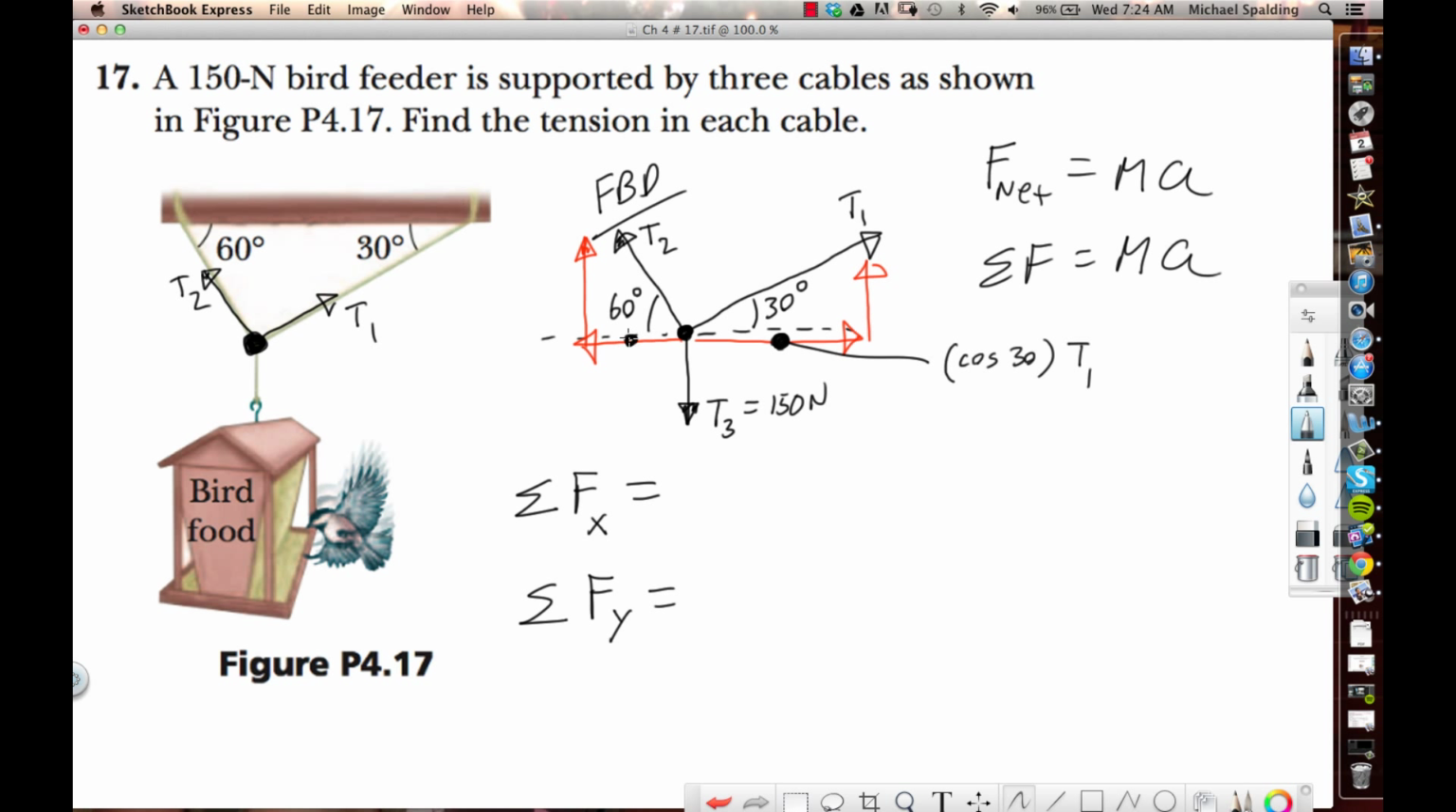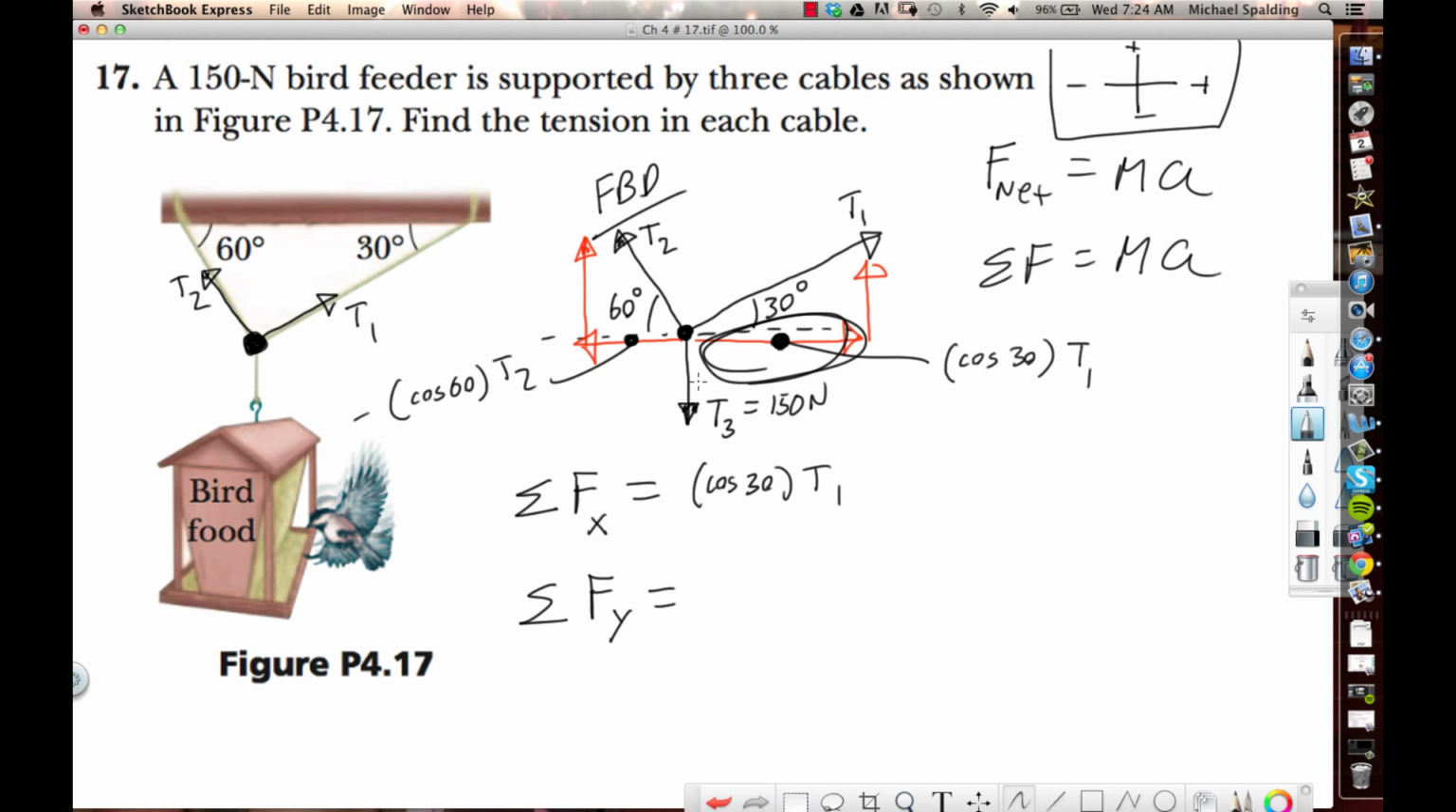Okay, what's this guy over here going to be? This guy over here is going to be cosine 60 T2. Negative. You have to put the negative in yourself. Where does the negative come from? Well, what's our sign convention? Our sign convention is plus, minus, like that. So summing the forces in the x, we get cosine 30 T1. Who's that? It's this guy. Minus cosine 60 T2. That's this guy.